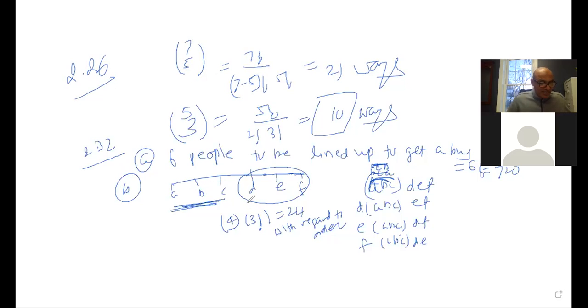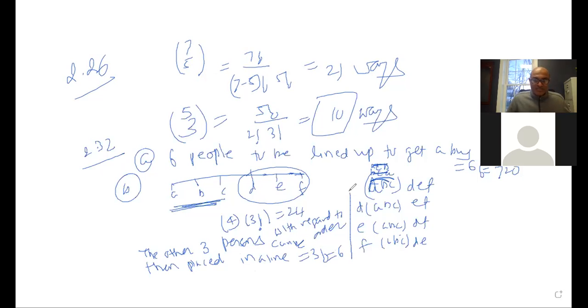The other 3 persons can then be placed in a line in 3 factorial ways, right? 3 factorial ways, and 3 factorial is equal to 6 ways. This is just the understanding.